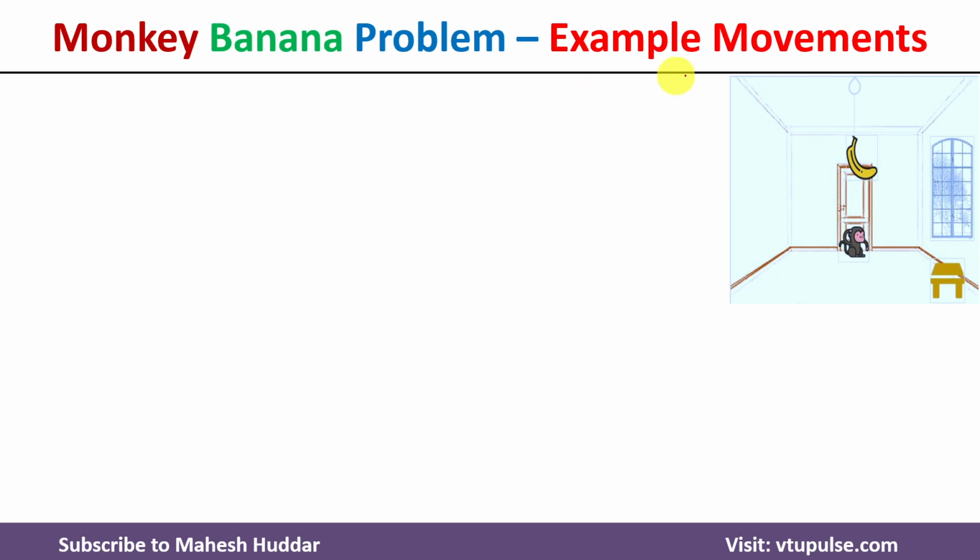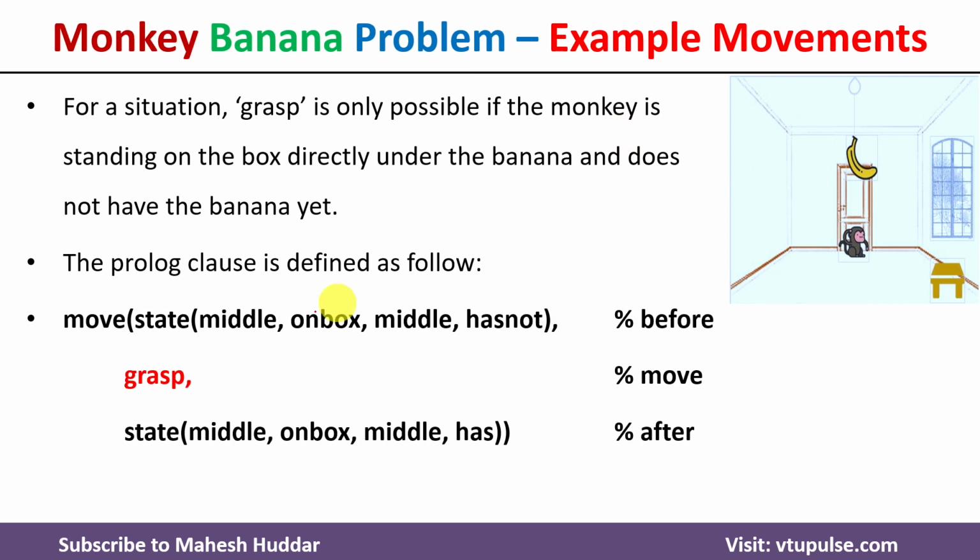Now we will define some example moves here. The first one is the grasp. Whenever we want to execute the grasp move, what should be the initial state, or state one, here? The state one should look something like this. The monkey should be present at the middle, on the top of this particular box, and the box should be present at the middle, and the monkey should not have the banana. In that case, it can grasp the bananas here.